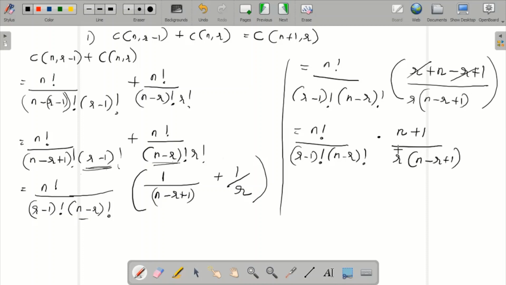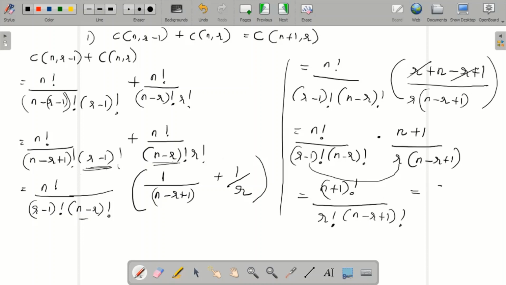So how can we get this? The numerator we can write as n plus 1 into n, which is nothing but n plus 1 factorial, and r into r minus 1 I can write as r factorial. And n minus r plus 1 can be written as n minus r plus 1 whole factorial. So you got n plus 1 factorial over r factorial into n minus r plus 1 whole factorial.